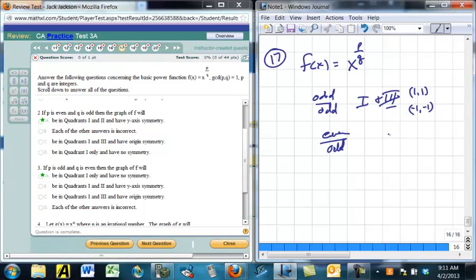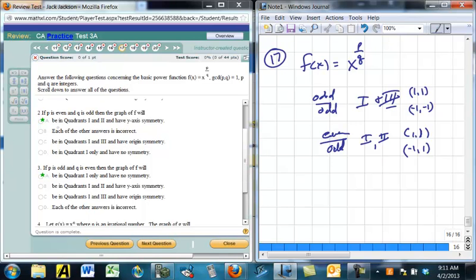Of course, this one has quadrant 1. Obviously, they all have that, and it's still going to go through (1, 1). They all do that. But what happens when I plug in a negative? A negative to an even power is positive, and then an odd root is positive. So negative 1 is going to go to positive 1. And so you're going to get quadrants 1 and 2, and you're going to have y-axis symmetry.